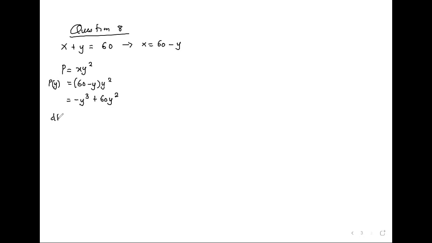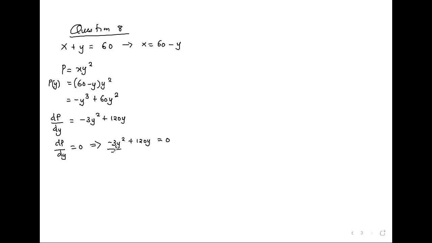So we differentiate this one with respect to y. We'll get negative 3 y squared plus 120 y. And then we equate this to 0, from the concept that we used to solve question 7. So we'll have negative 3y squared plus 120y is equal to 0.